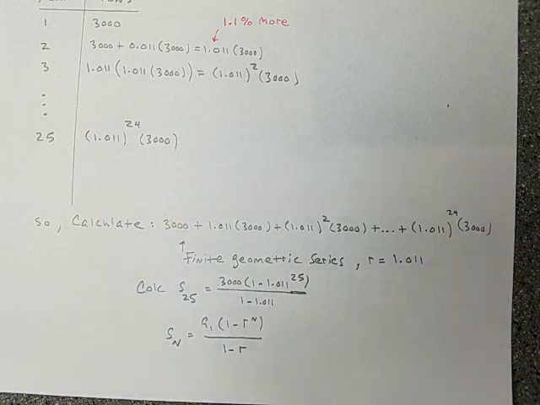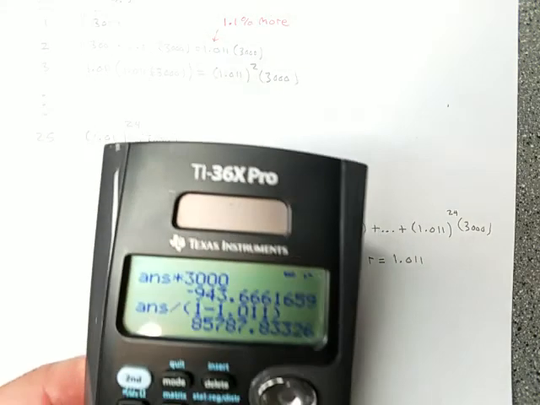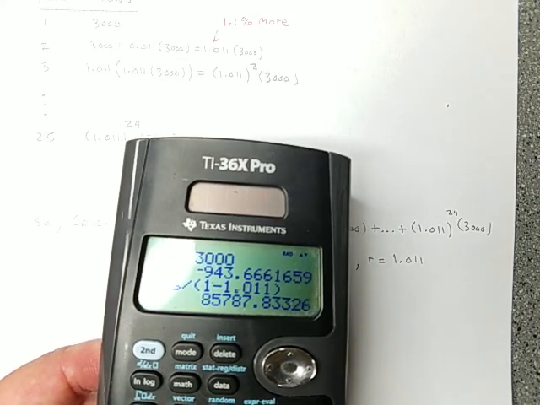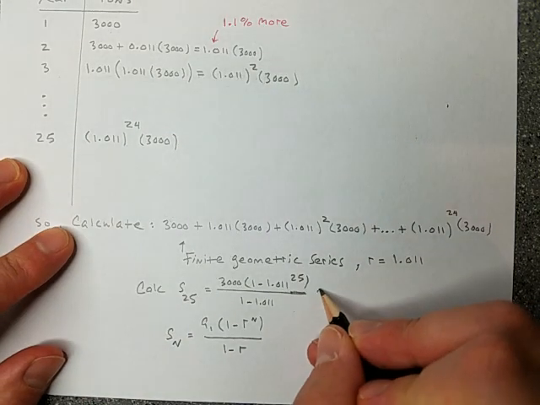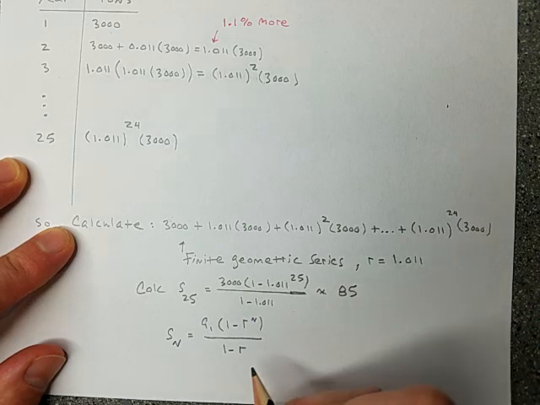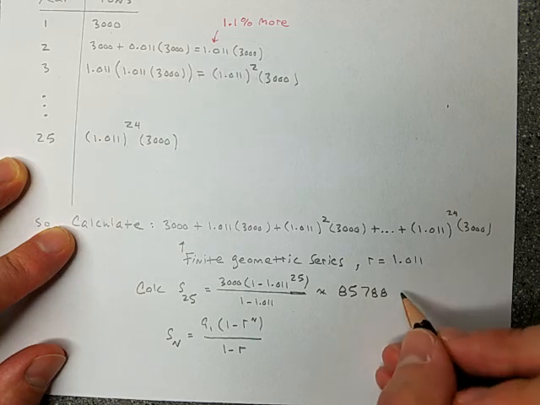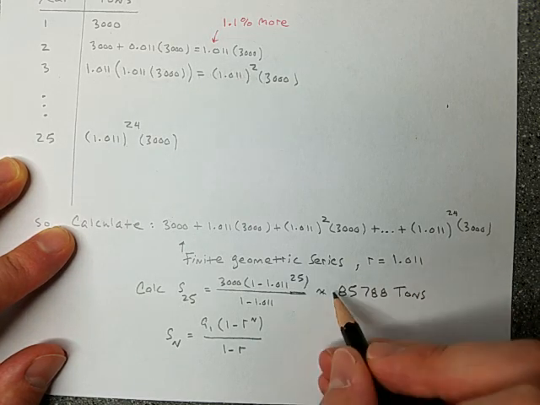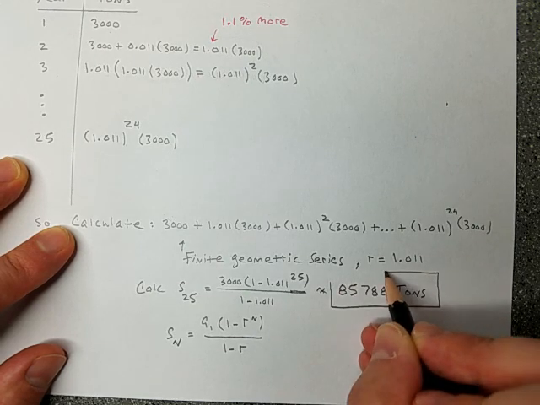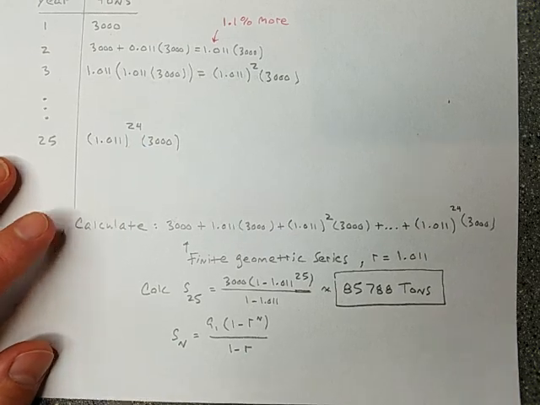So if you do that, let's see, okay, calculator. Here's what you'll get: 1 minus 1.011 to the power 25 times 3,000, and then I divide, and I get about 85,787. Let's round to the nearest ton. So about 85,788 tons. That's the total amount of spinach that can be grown over a 25-year period with these assumptions.